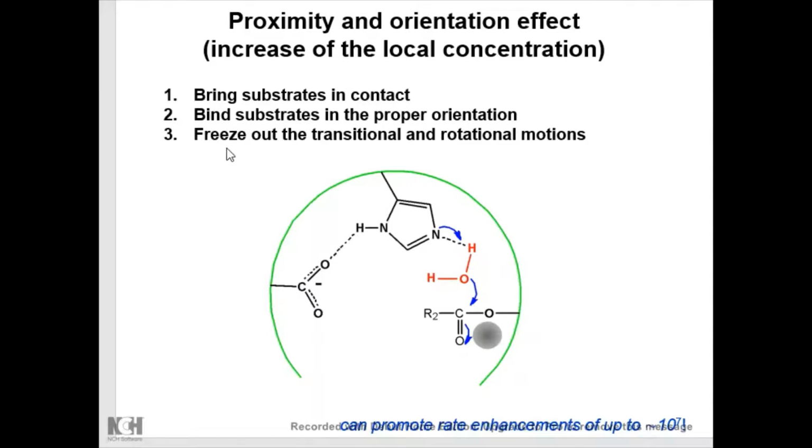And the transitional and rotational motions of water are frozen. Again, it's achieved because of binding water to the histidine residue, and also it is achieved by covalent binding of this second substrate to a specific position within the active site of serine protease. This strategy, proximity and orientation effects, can increase the rate of reaction in comparison with uncatalyzed reaction by up to 10 to the 7 times.